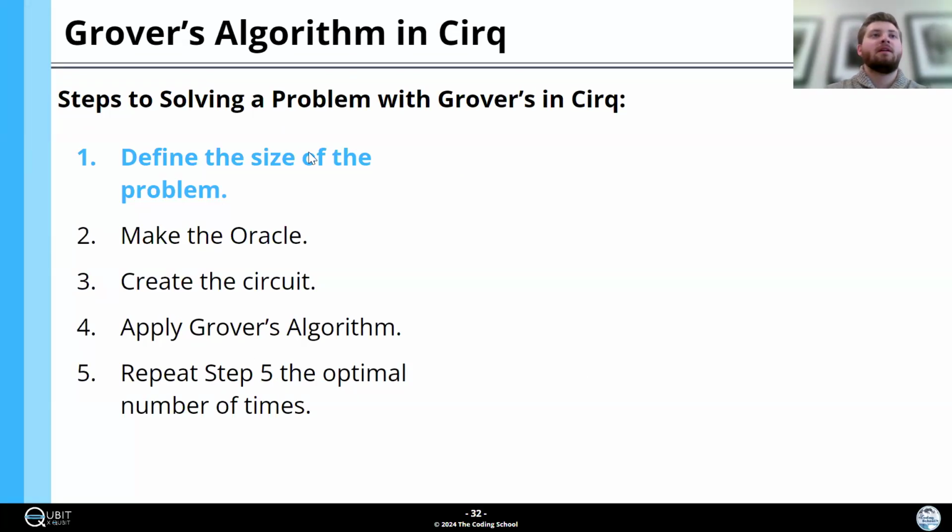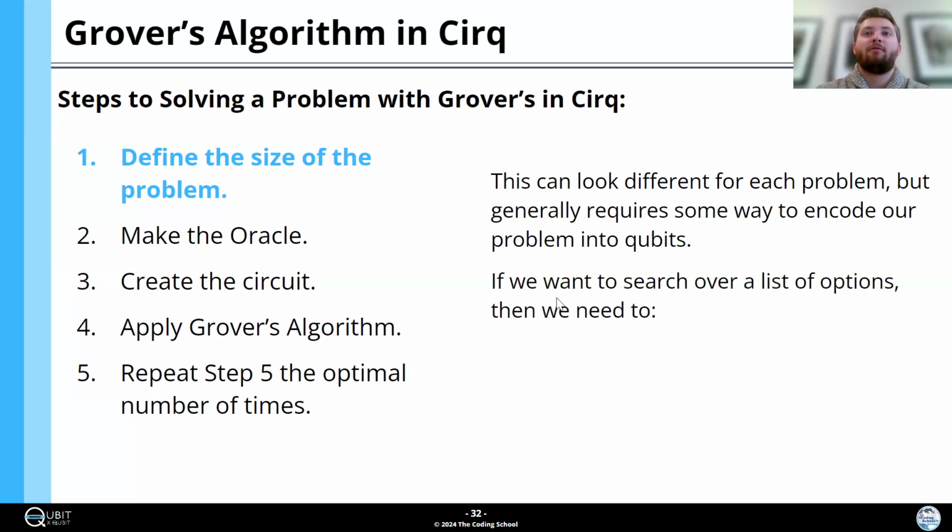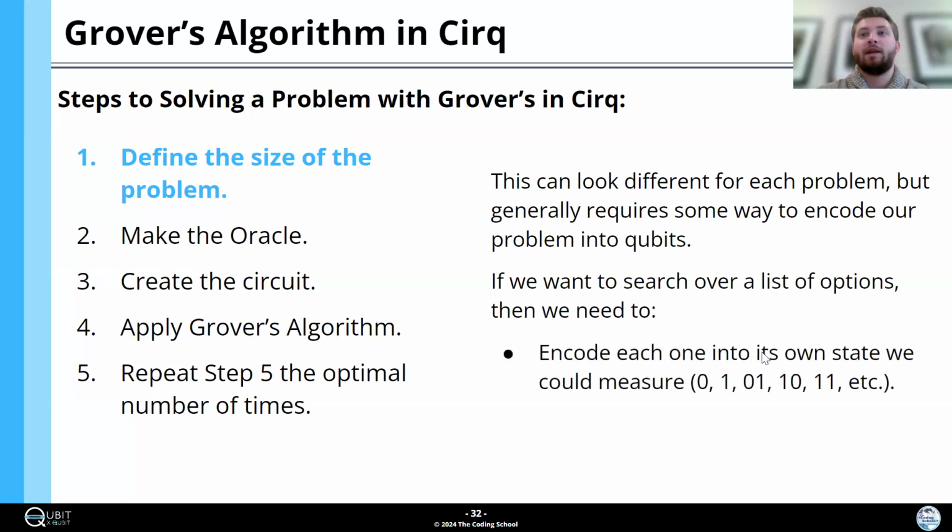Right. So let's go through these steps. Steps to solving with Grover's algorithm. Step 1, define the size of the problem. This can look different for each problem, but generally requires some way to encode our problem into qubits. If we want to search over a list of options, then we need to encode each one into its own state we can measure. So here we have 0, 1, 0, 1, 1, 0, 1, 1, and so on.